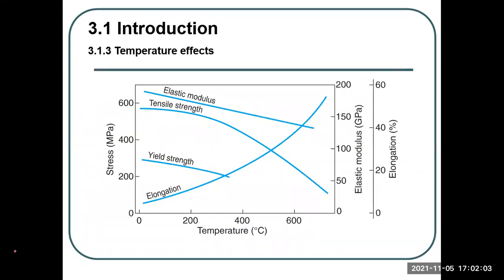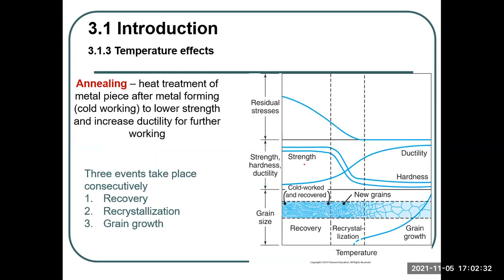Okay, so what you can see here is stress against temperature, right? As we said, elastic modulus, tensile stress and yield strength are all going to reduce, except the elongation, which is ductility, and that actually increases. Only the elongation is increased, because once you heat up, it's much easier for you to do any deformation. So these are annealing.